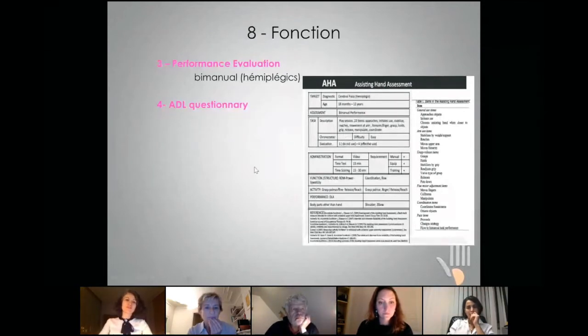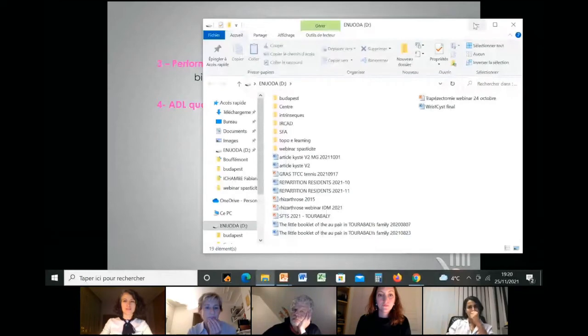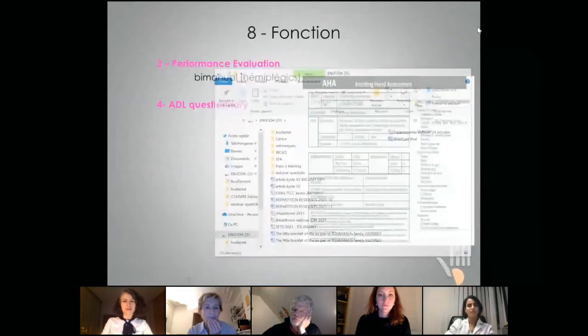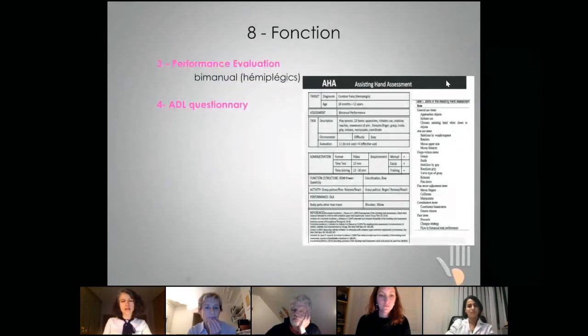We can also check the performance with a bimanual test, and the ASHA is a very good test. It was at the beginning only for children, but then there was an adaptation for teenagers and then adults. This is an evaluation which is always the same, with the two hands in situation, and we see if the patient uses the hand, because one thing is to see if he's able to do something, and the other thing is to see if he uses it.